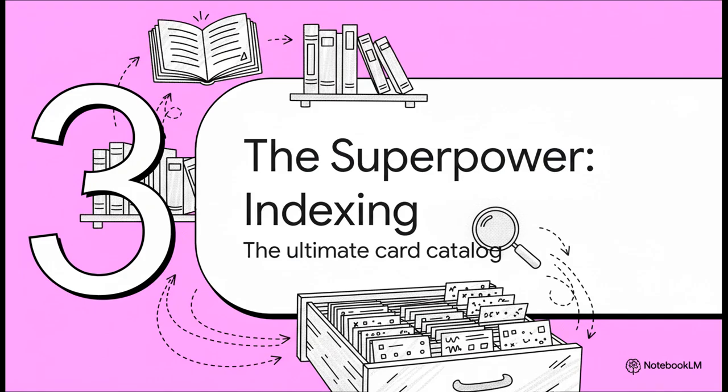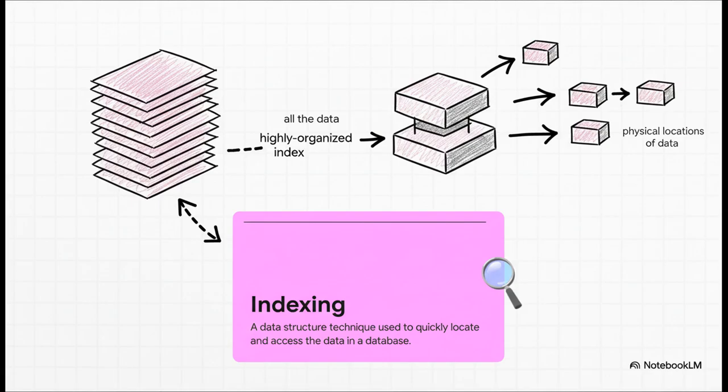If file organization is about arranging the shelves in our library, indexing is like creating a magical, perfectly detailed card catalog, one that tells you exactly which shelf and which spot on that shelf to find any book you want instantly. So, what is indexing, really?